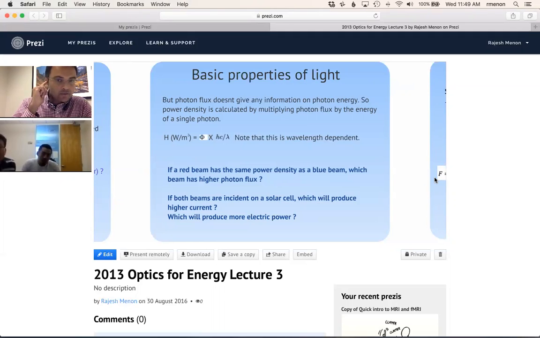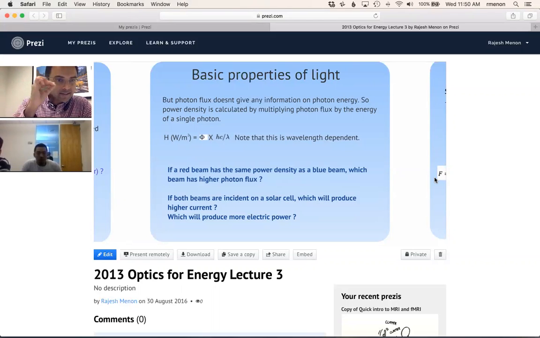So let's think about how to solve it. If the red beam has the same power density as a blue beam, which beam has a higher photon flux? Power density is the photon flux multiplied by the energy of the photon. So the question we need to answer is, what is the energy of the red photon compared to the blue photon? The red has lower energy than the blue photon, so you need more of it to keep the same power density. So the red has a higher photon flux than the blue.